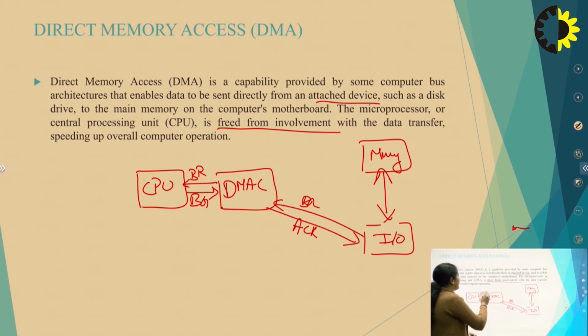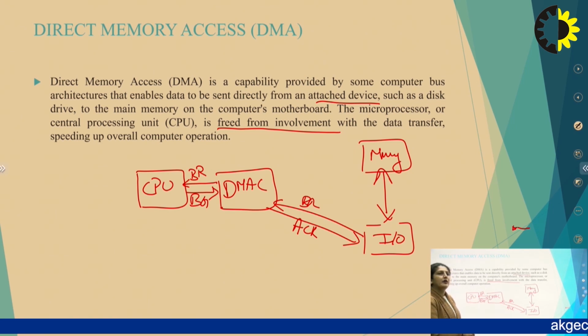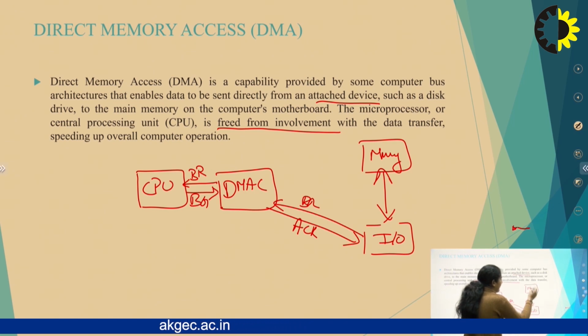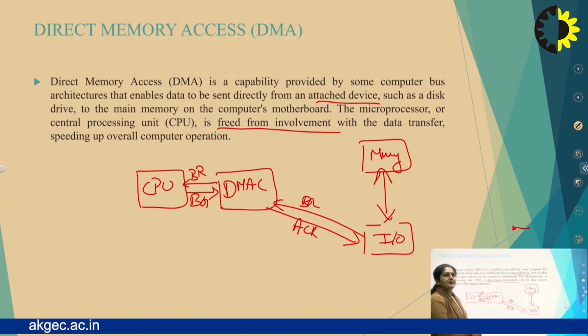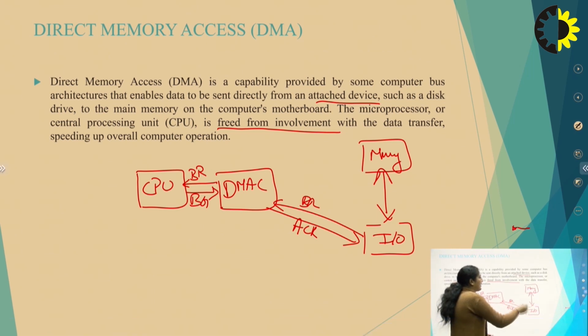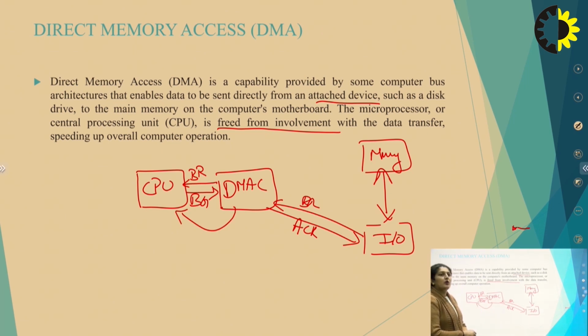How does it work? DMA firstly requests the system bus from the CPU: grant me your system bus. When the system bus is granted to the DMAC, then the input output device and memory can directly communicate with each other. After that, when the communication is over, the bus request is disabled and the bus grant is written back. There will be an interrupt and the control of the system bus, that is data bus, control bus and address bus, will be given back to the CPU. So this is how the DMA works.